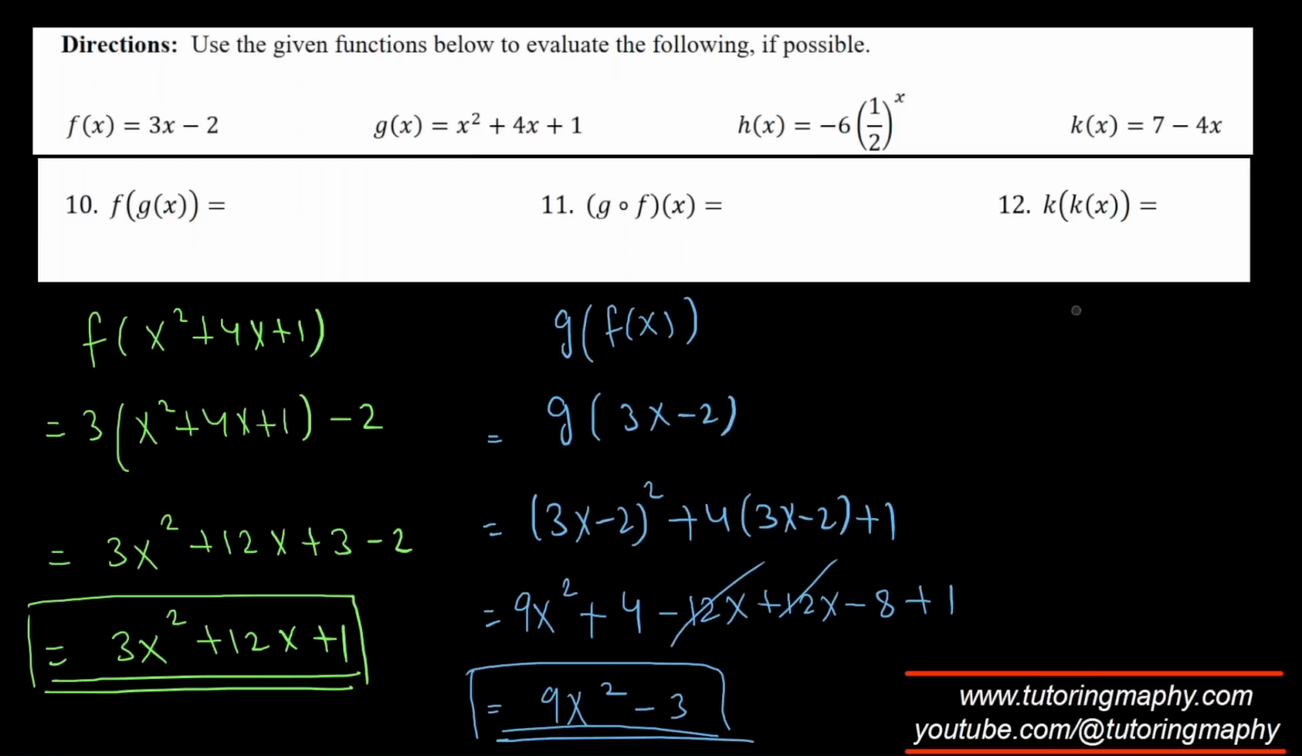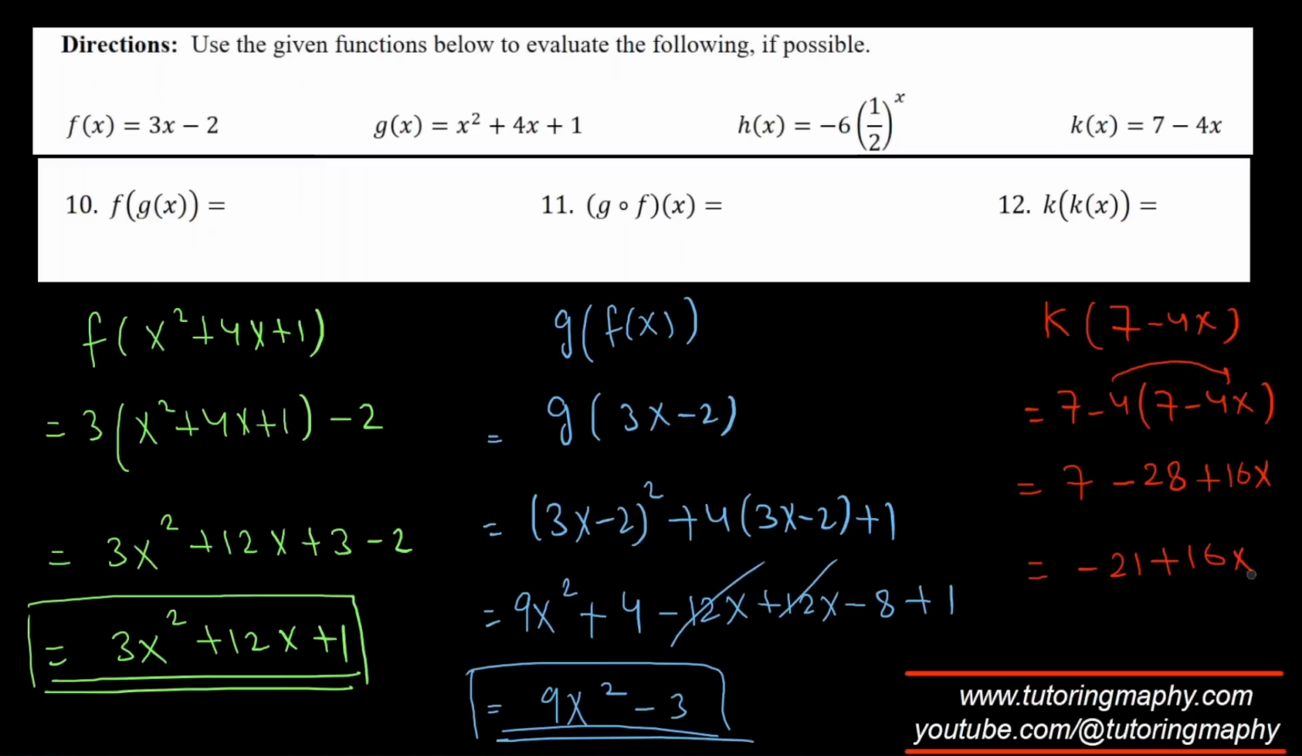Finally, this one, k of k of x. So k of x is already 7 minus 4x. And this 7 minus 4x, I'm going to sub in over here. So this is going to look like 7 minus 4 times (7 minus 4x), which will be 7 minus 7 4s are 28, so 28, and minus 4 times minus 4x is plus 16x. So this will be 7 minus 28 is negative 21. So negative 21 plus 16x. That's the final answer.